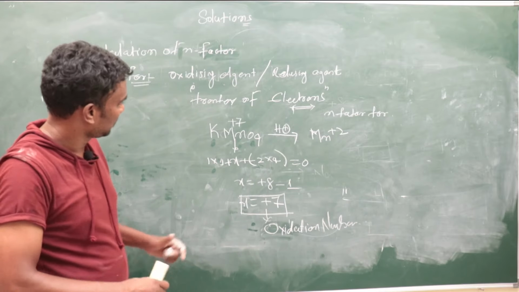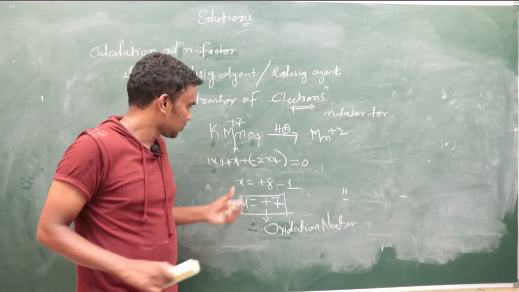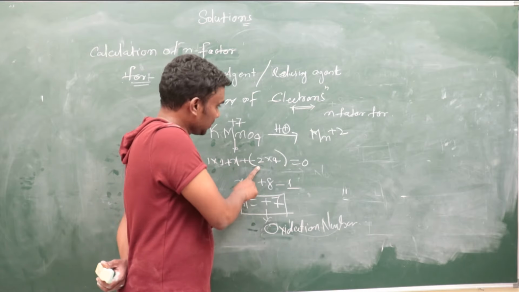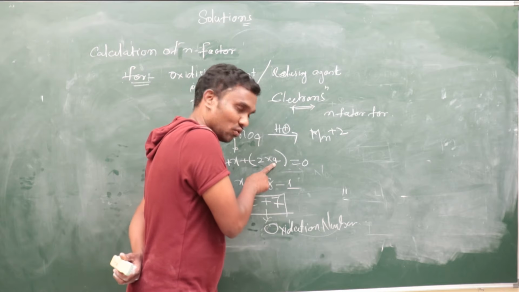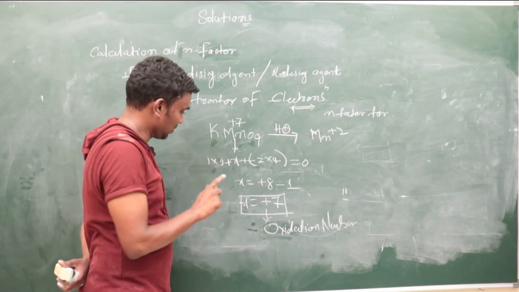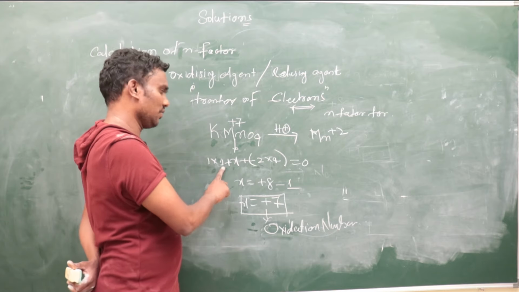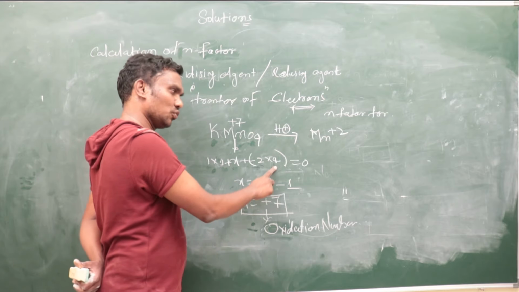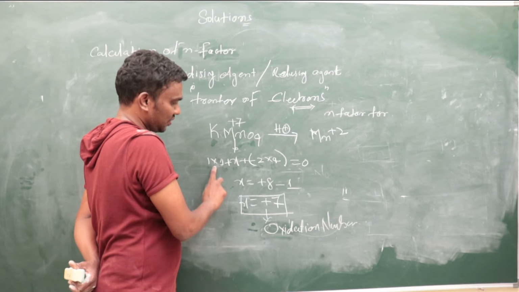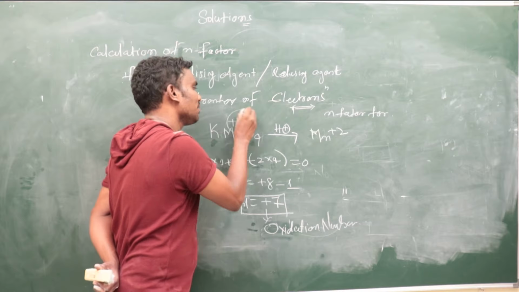Once again, first of all, Mn we don't know, so we consider it as X. One oxygen is minus 2, and there are 4 oxygens, so I kept 4. Potassium valency is 1, and there is 1 potassium. So 1 into 1, plus X, plus minus 2 into 4 which is minus 8. Minus 8 going to the other side means plus 8, and plus 1 going to the other side means minus 1. So totally it is plus 7.